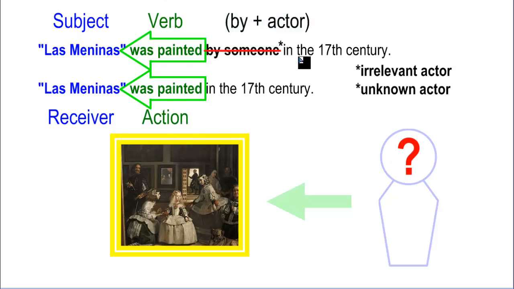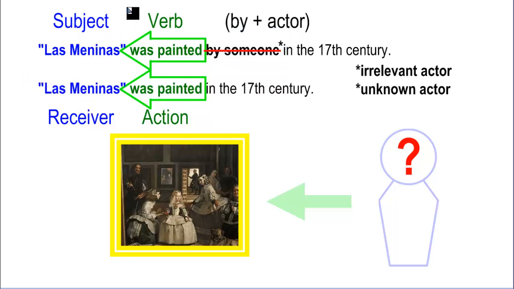And in this case, remember, if the person is irrelevant or unknown, don't mention it. So if I say by someone, that would be incorrect, because in this case, if I say someone, that means that it's irrelevant or that I don't know about this person. So it's preferable to omit that expression. Don't say Las Meninas was painted by someone. No, it's obviously that it was painted by someone. So if you want to mention the performer, mention it. If not, then don't put by someone.